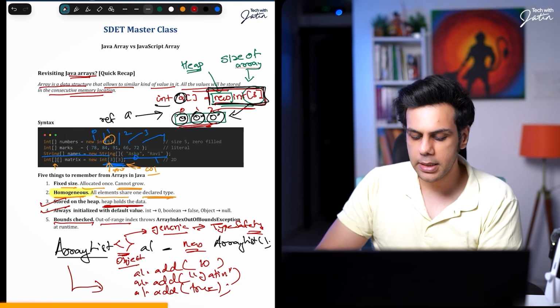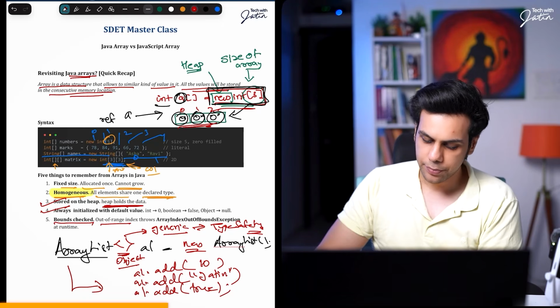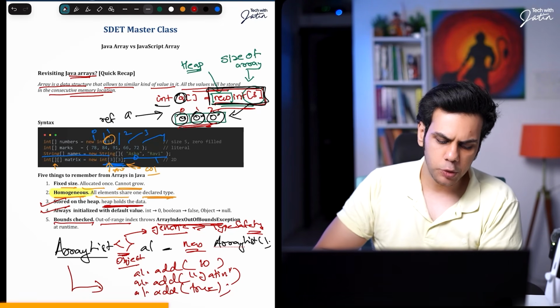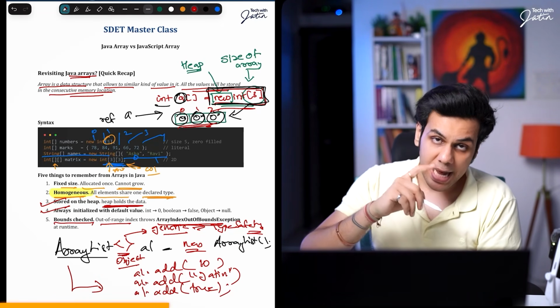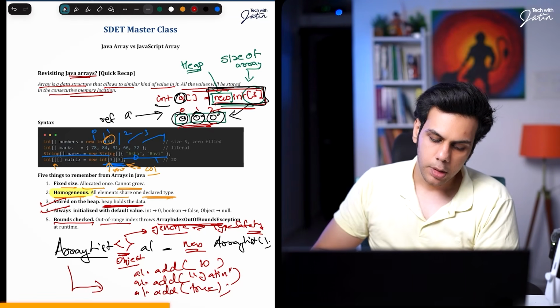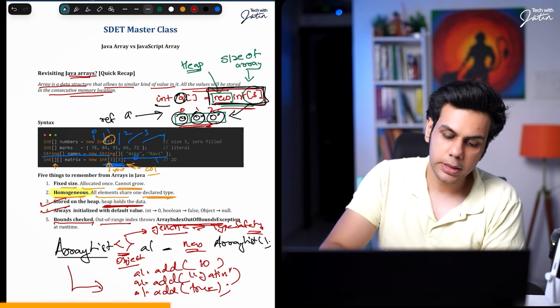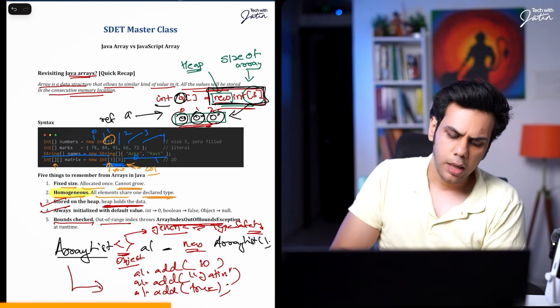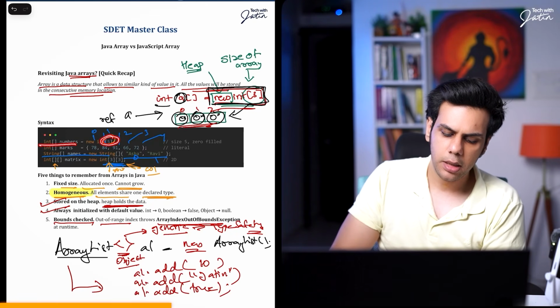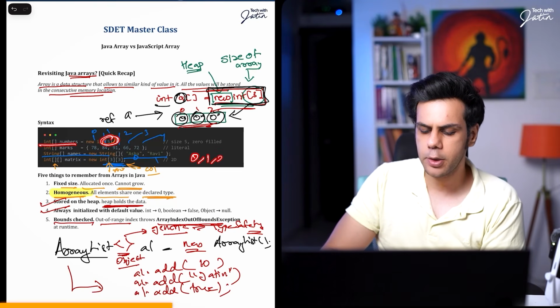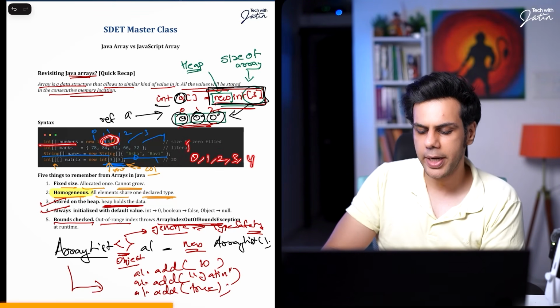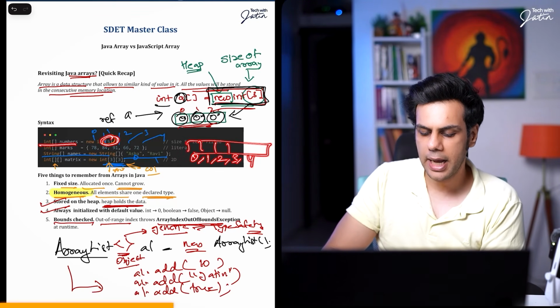Bound checked: an out of range index is going to be thrown. Okay. ArrayIndexOutOfBoundsException is going to come into the picture, and that is going to happen at runtime. So over here, if you notice that the numbers array has a size 5, right? So the index is going to be 0, 1, 2, 3, 4. Perfect. This is what we will be having.